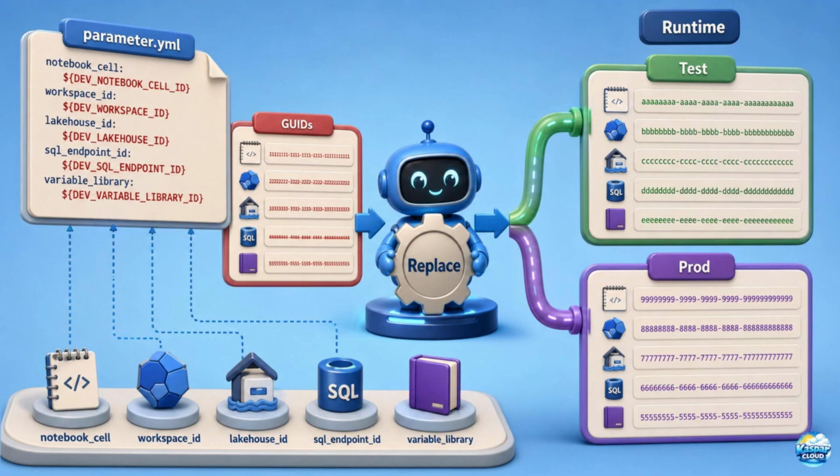Parameter files are another important component of automated Fabric deployment workflows. Files such as parameter.yml are commonly used to replace development-specific UIDs and configuration values with test or production equivalents during deployment execution. Dynamic tokens can resolve values such as target workspace IDs, Lakehouse IDs, SQL endpoint IDs, connection references, or other environment-specific identifiers at runtime.